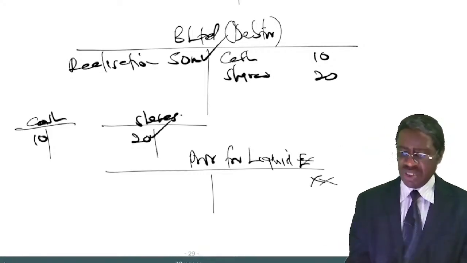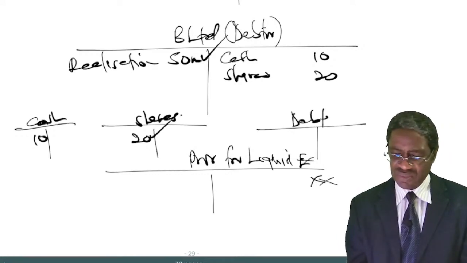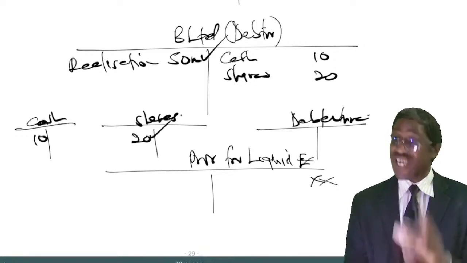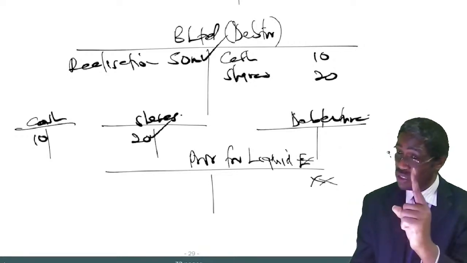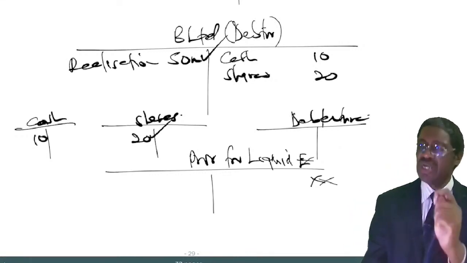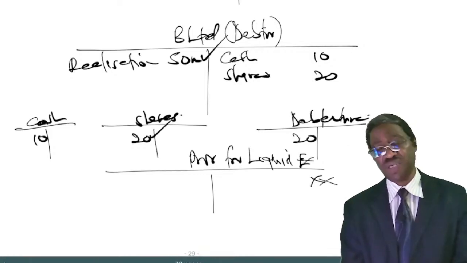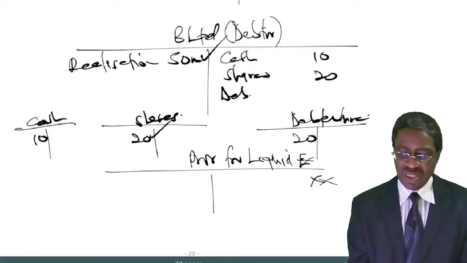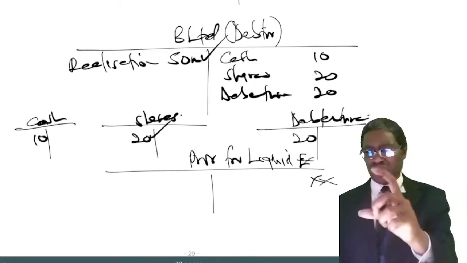Let me assume that B also decided to pay you in terms of debentures. You, A, again, you are receiving debentures, not issuing, you are receiving debentures as an asset. You will debit debentures, let me assume by 20, and you credit the purchasing company, that's 20 million. I've done my step number 11.